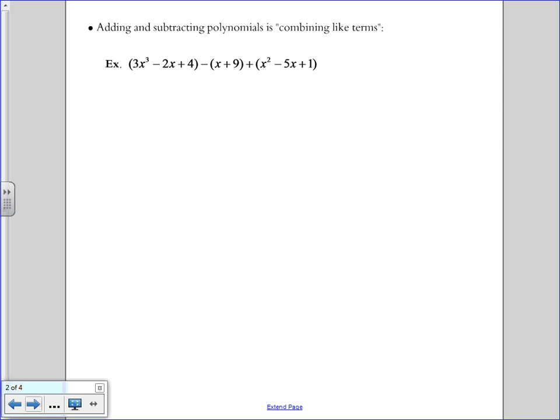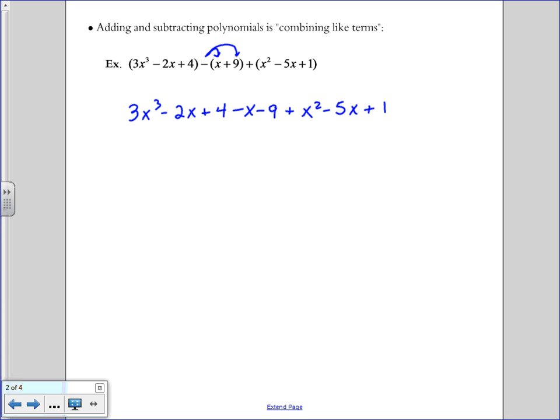So in these parentheses, we have a trinomial, a binomial, and a trinomial. When there's a minus sign or a plus sign in between the parentheses, all you need to do is rewrite the expression without the parentheses and then combine like terms. So to rewrite this expression without the parentheses, the polynomial in the first parentheses will not change at all. In the second parentheses, I have to distribute this minus sign, so it becomes minus x minus 9. The third parentheses will not change at all because there's a plus sign in front of it.